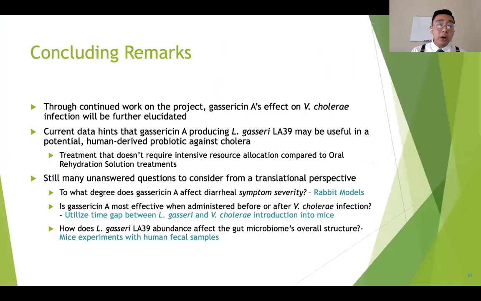So through continued work on this project, we think that gastricin A's effect on Vibrio cholera infection could be further elucidated, and current data hints and suggests that gastricin A producing LA39 may be useful in a potential human-derived probiotic against cholera. This would give us a treatment that doesn't require the intensive resource allocation that oral rehydration solution treatments require, and this would give a much more economically viable solution for developing countries against this reoccurring disease.